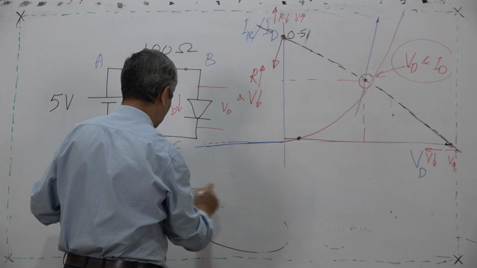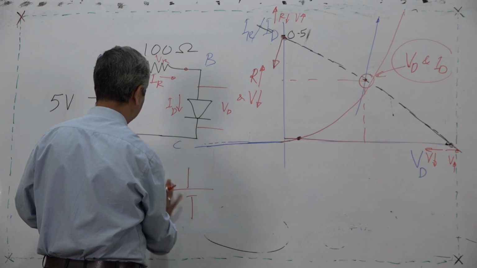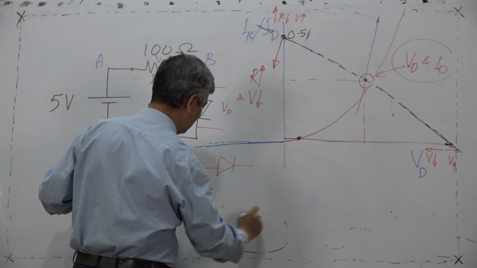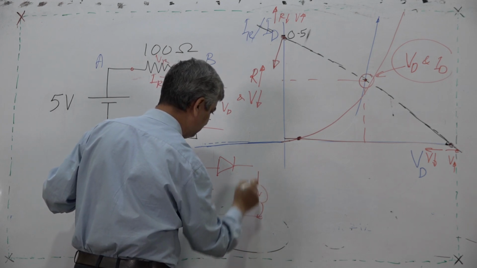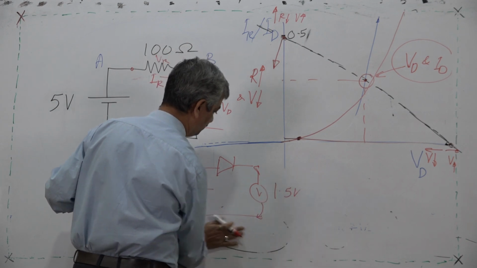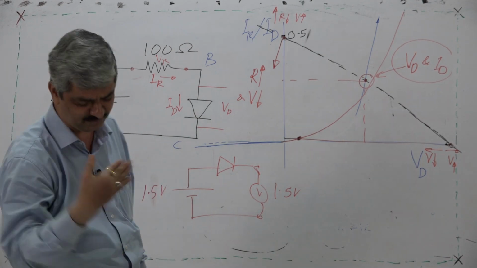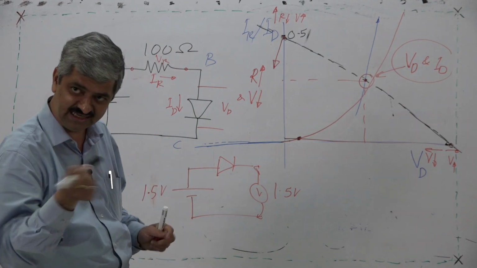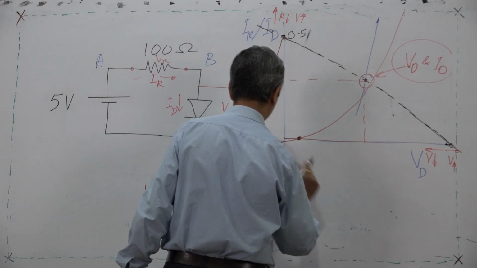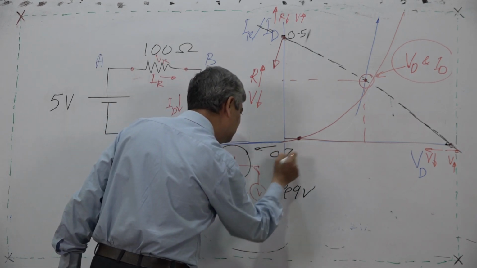So, for an ideal voltmeter, if I connect a 1.5 volt cell here and connect a voltmeter, the voltmeter should read 1.5 volts because an ideal voltmeter draws no current. Even a digital voltmeter, which has very high input impedance, draws some negligible current, so it should read something like 1.4849 volts or so. So, the concept of the diode eating 0.7 is irrelevant.